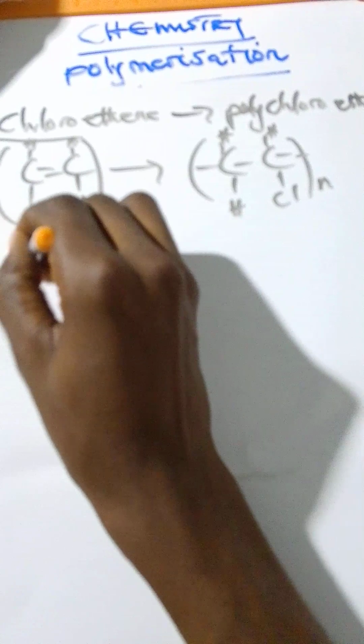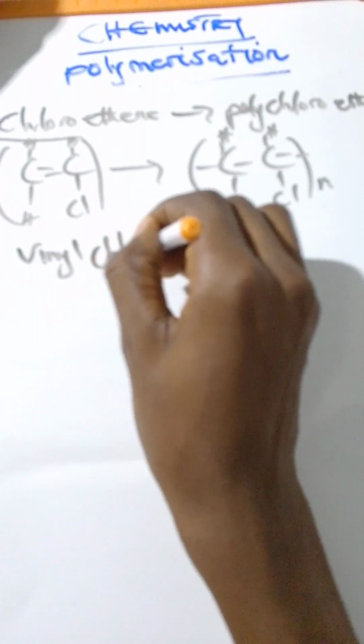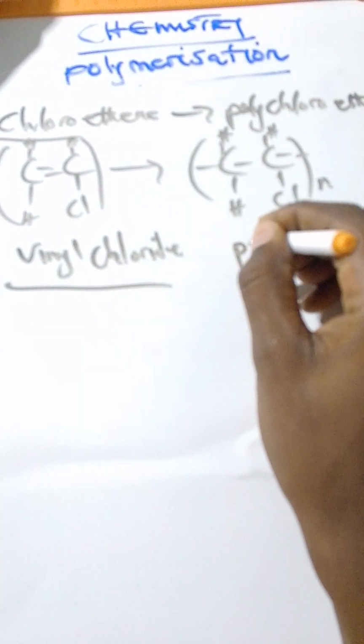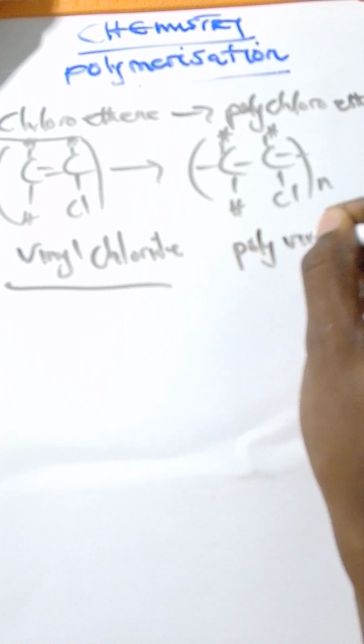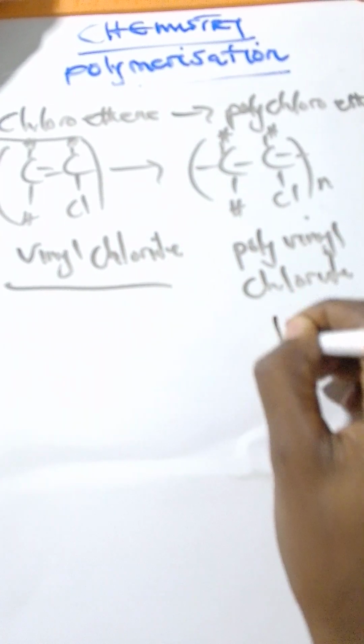So this part is called vinyl chloride. Vinyl chloride. So chloroethene is also called vinyl chloride, and then the polychloroethene will be called now the polyvinyl chloride or PVC. Polyvinyl chloride or PVC.